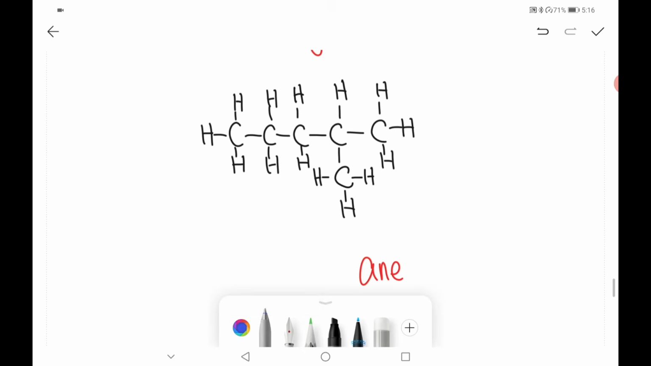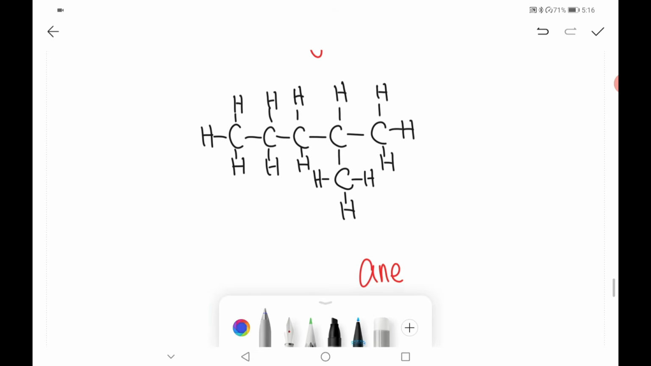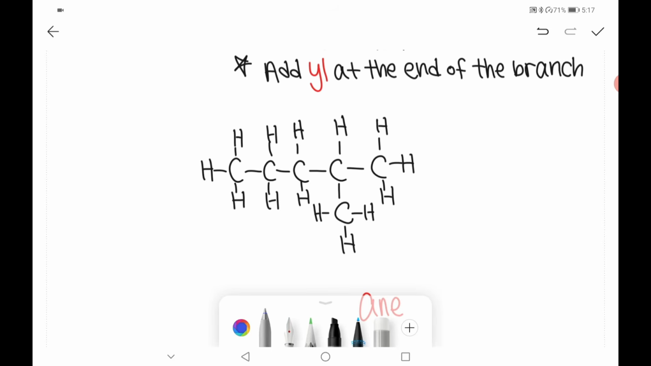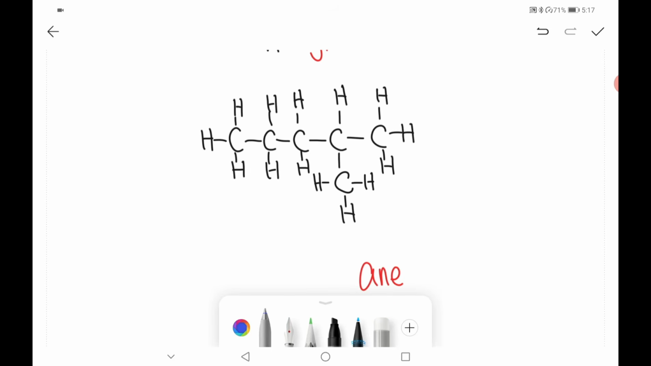So after that, we need to find the longest and continuous carbon backbone. So how to find the longest and continuous carbon backbone? Trial and error. If you go in a straight line, you have 5 carbon. If you go here, you have 5 carbon. If you go here, you have 3 carbon. So the longest backbone has 5 carbon.